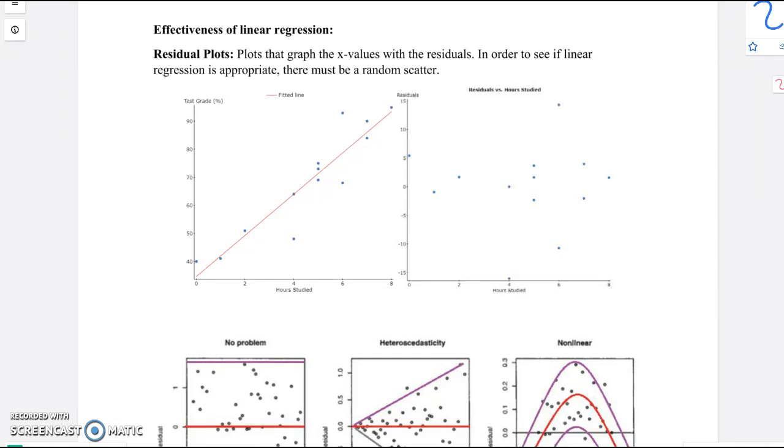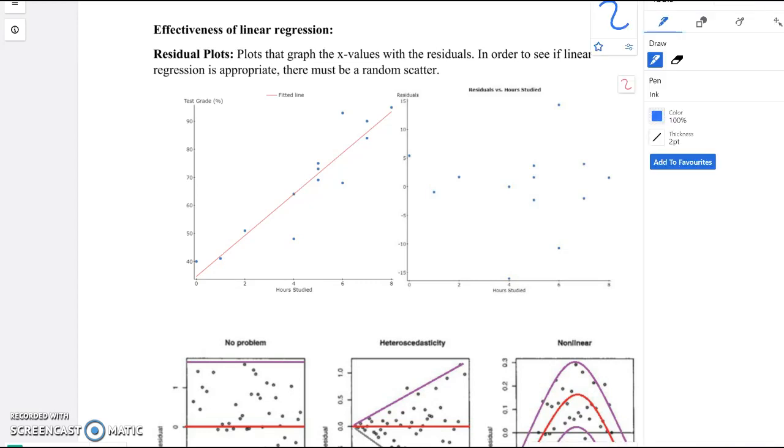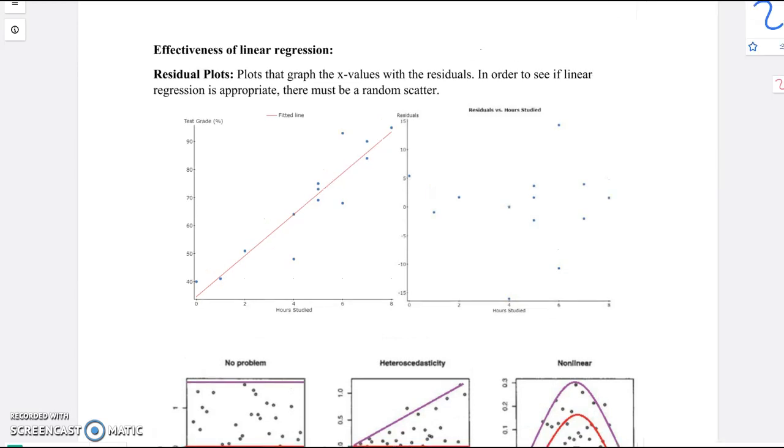Okay, anyways. So, effectiveness. How do we know that the regression is going to be good in terms of predictions? There are other things we can consider. One thing is the residual plot. Residuals plot your x values against your residuals. Hold on, what happened to my screen? Okay, I think I fixed it.